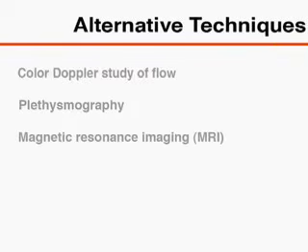Alternative techniques that can be used to measure collateral circulation of the forearm include color Doppler flow study, plethysmography, and MRI. These methods are more often used when assessing the radial artery for more invasive procedures, such as arterial harvesting for coronary bypass.